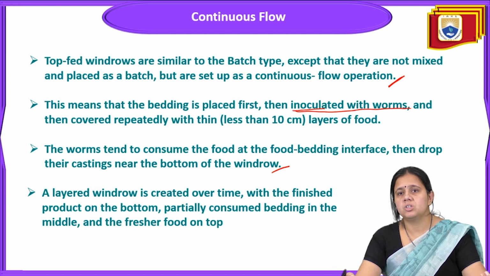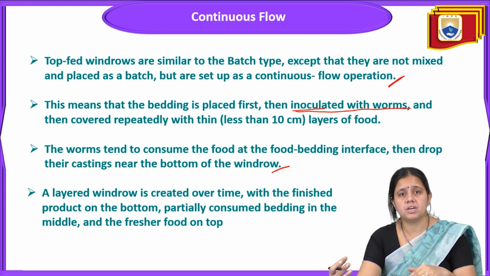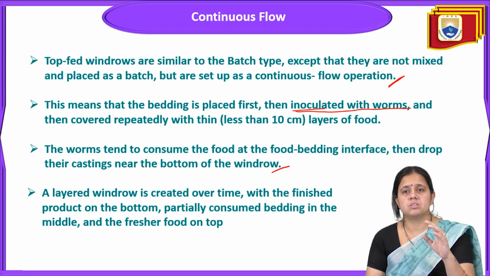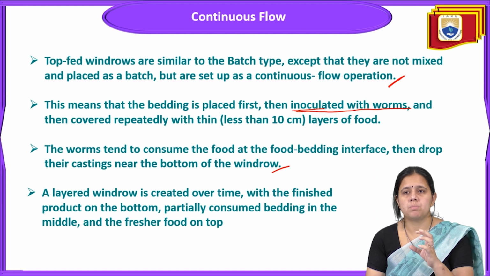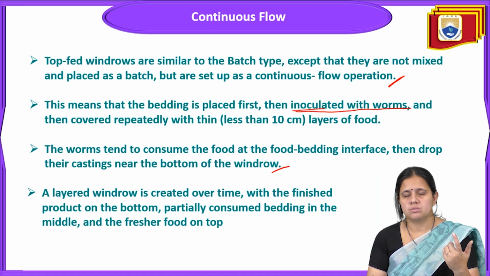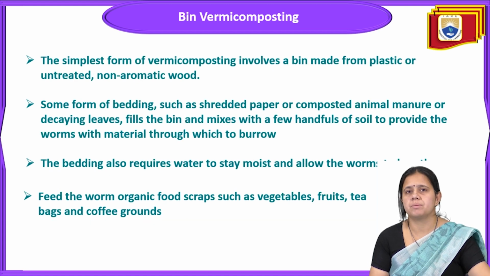A layered windrow is created over time, with the finished product on the bottom, partially consumed bedding in the middle, and the fresher food on the top. On the bottom the finished, completed product will be there. So this will be like a continuous top flow of vermicomposting.